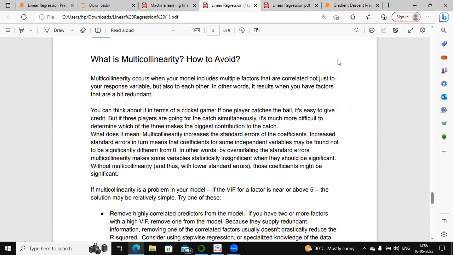We will see what the slope and intercept are, and we will also calculate adjusted R square as well as mean absolute error, mean squared error, and root mean squared error.